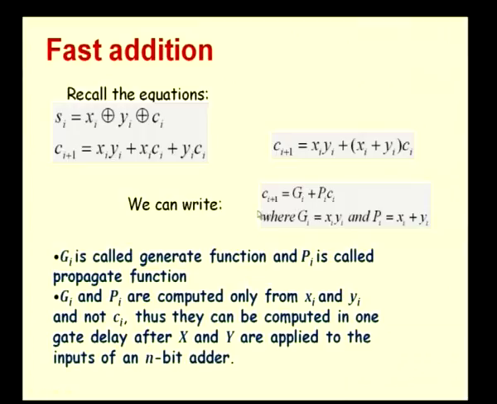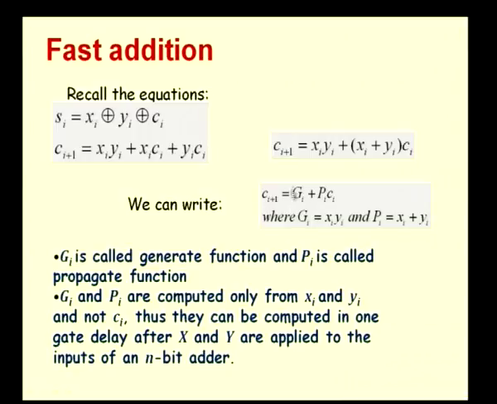So, which is why we are writing our carry, the ci plus 1 output, as either it is generated at that particular bit position gi, or it is propagated, that is, the previous ci which is coming in from the previous stage is propagated to this position.